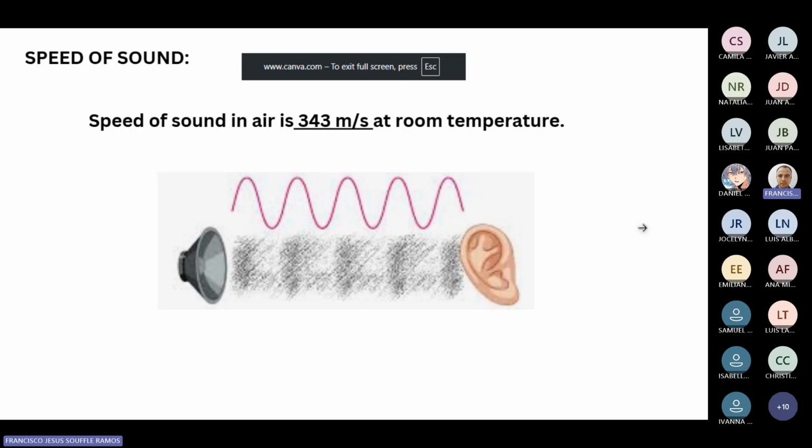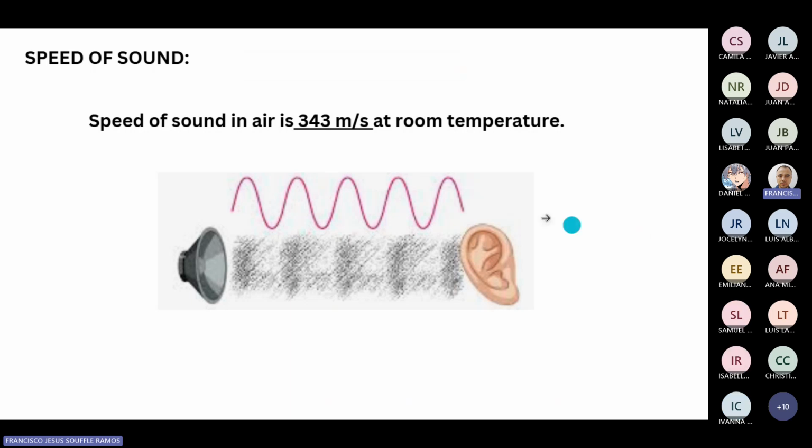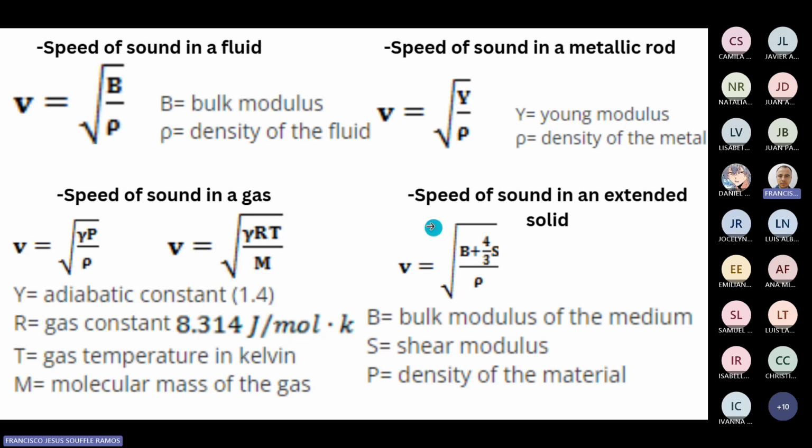Okay, speed of sound. As I said, we know this value right here, 343 meters per second. That's the speed of sound in air, in normal conditions, right? Room temperature. So that's the sound that you're hearing right now as I'm talking. That's the velocity of that sound, right? 343 meters per second. Now, we can find the speed of sound in different situations.